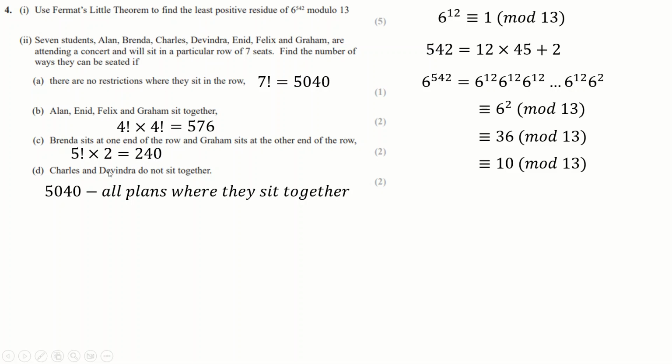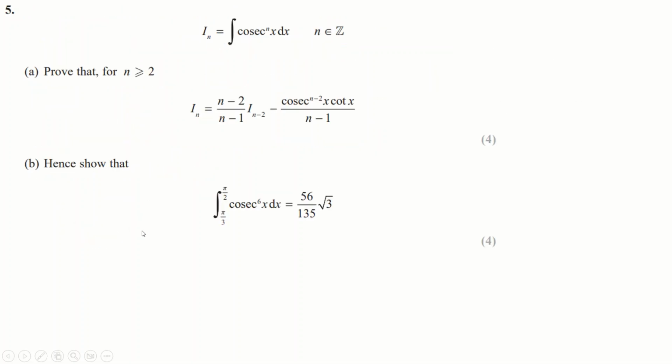That's going to be 6 factorial, but then you times by 2 because you could swap these 2 over. So it's going to be 6 factorial times 2 factorial, I guess, which is just 2, and then it's going to be this minus that, and you'll get your answer there.